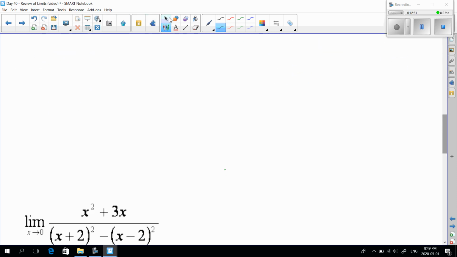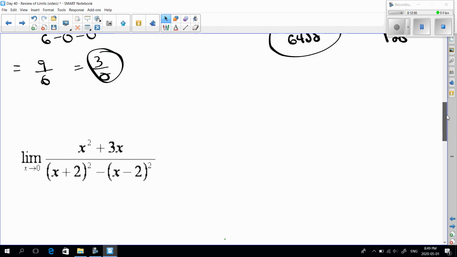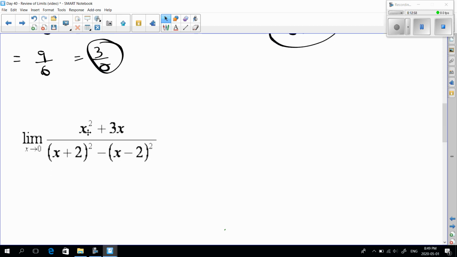Okay, let's look at this guy. Drag him up a little higher. If we fill zeros in for x, you should always try direct substitution first. That's going to give 0 in the numerator. 2 squared 4, negative 2 squared 4, 4 minus 4, 0 in the denominator. It's indeterminate.